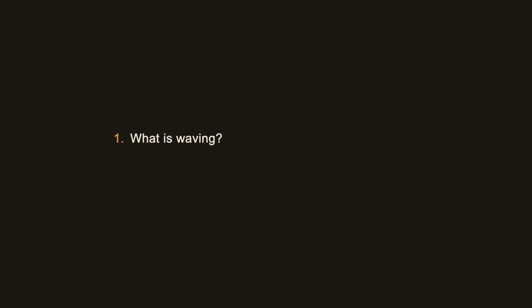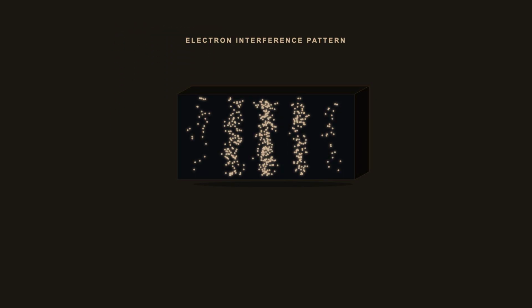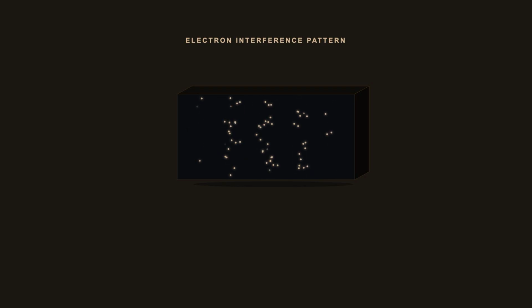Let's start with the first question of what is doing the waving. One of the stranger things we noticed about the electron's behavior was that they created stripes on our screen, the way a wave does, but they created those stripes one impact at a time, the way a particle would. The critical observation here is that the particle impacts themselves were distributed across the screen in the same places you'd find the bright stripes from a wave.